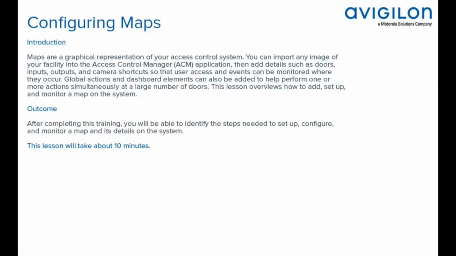Maps are a graphical representation of your access control system. You can import any image of your facility into the Access Control Manager application. Then add details such as doors, inputs, outputs, and camera shortcuts so that user access and events can be monitored where they occur. Global actions and dashboard elements can also be added to help perform one or more actions simultaneously at a large number of doors.